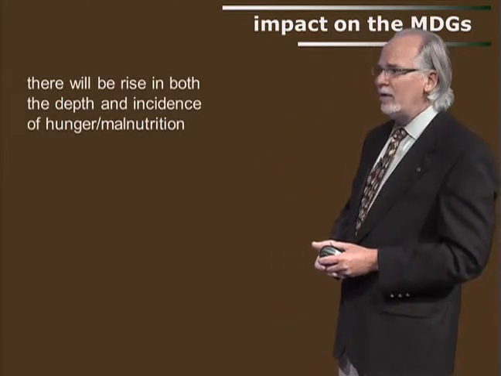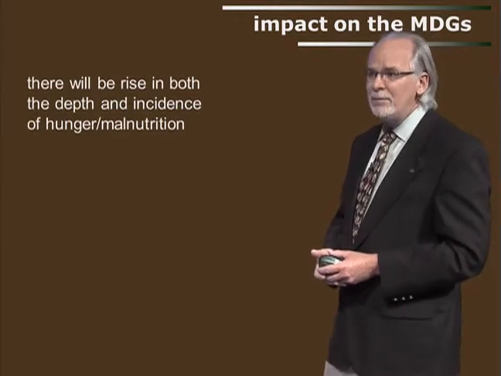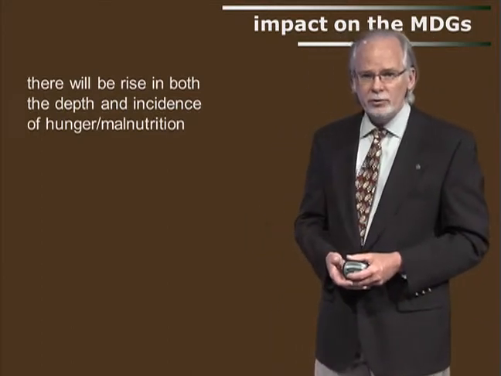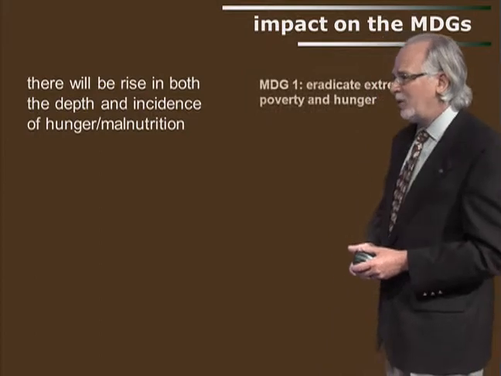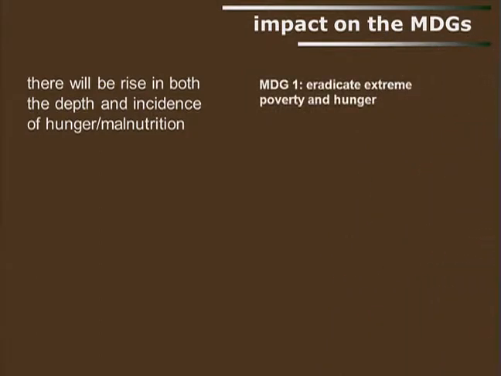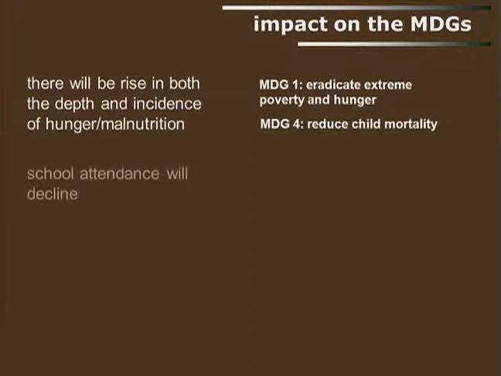We know now that there will be a rise in both the depth and incidence of hunger and malnutrition in a number of countries. And of course, MDG 1, the Millennium Development Goal 1, the most important, which is eradicating extreme hunger and poverty, is going to be affected. MDG 4, reducing child mortality, again, is going to be affected. School attendance will decline. We know that will happen.